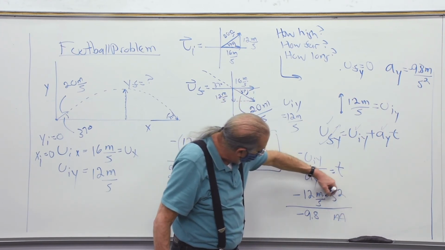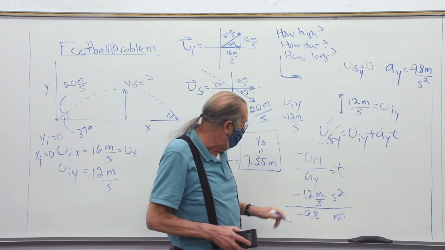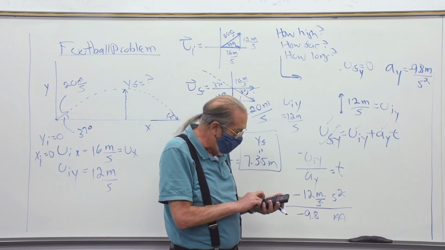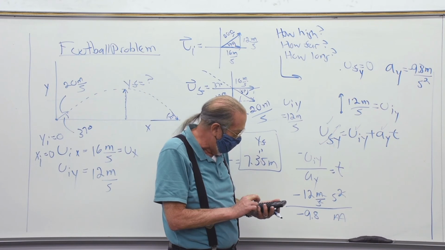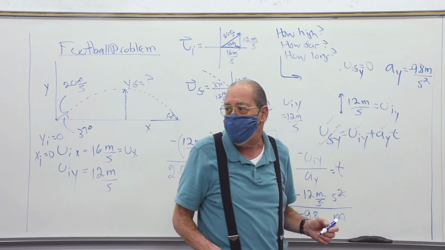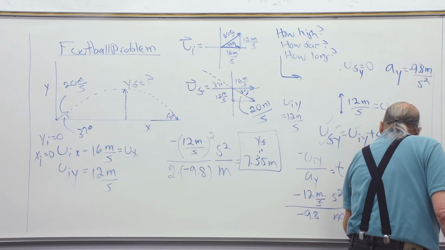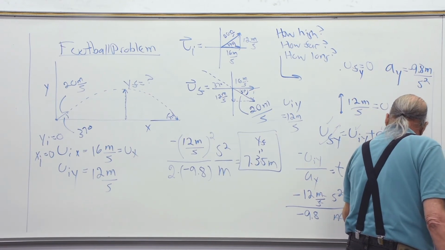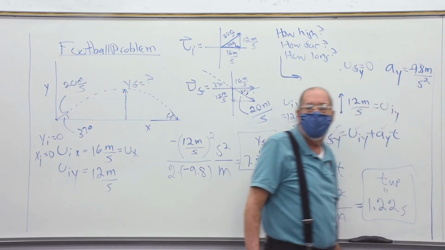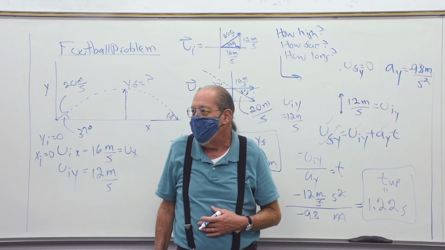Meters cancel. One of the seconds cancel. I get seconds. Take 12, and what happens to the negative signs? Cancel, cancel. And take 12 divided by 9.8. I got 1.22 seconds. Anybody else get that? That's the time to go up. Anybody else get that? Yes? No? Okay. Be sure to say, don't trust me, it's late, I'm tired.